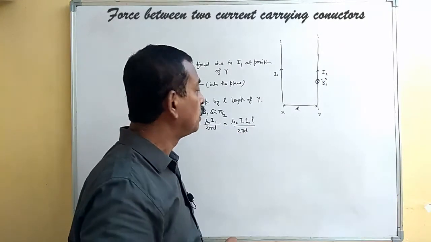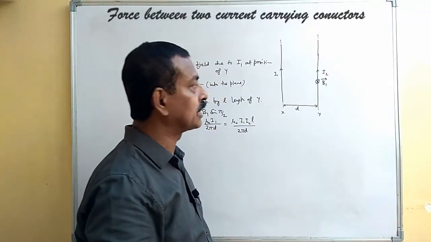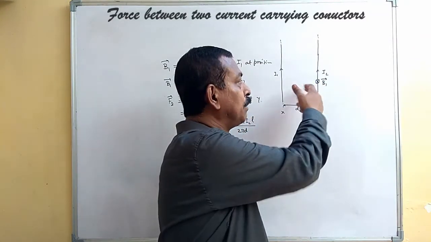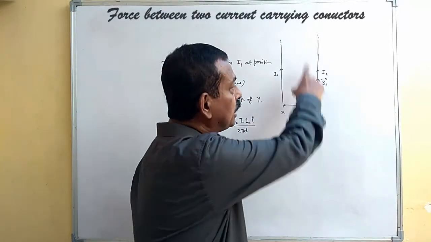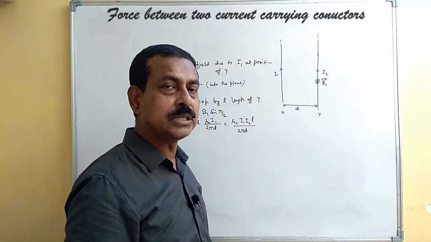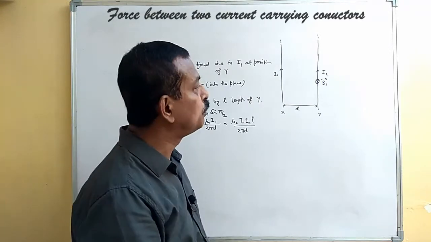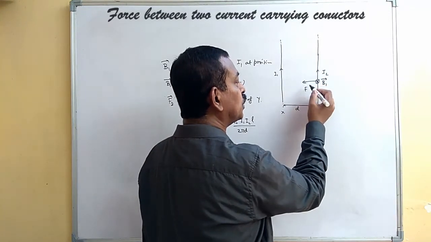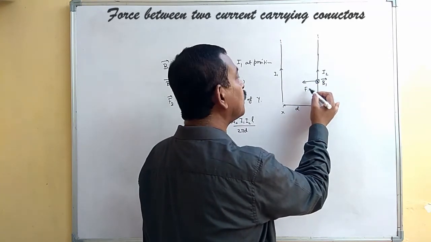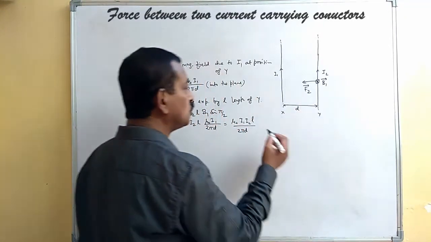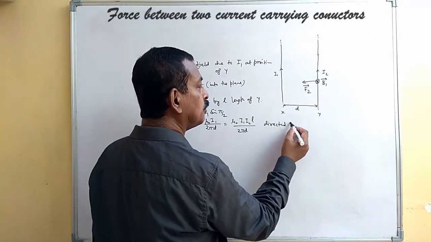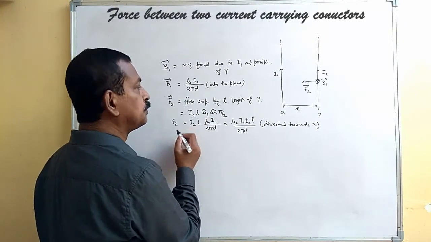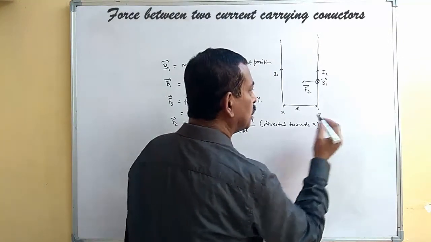And now what will be its direction? For finding direction, we'll put our forefinger of the left hand in the direction of magnetic field, that is into the plane. Middle finger in the direction of current. Then the thumb will indicate the direction of force. So if you put the left hand in that way, you'll find the direction of the force will be towards X. So this is the direction of F2, directed towards X. Suppose I call it equation number 1.